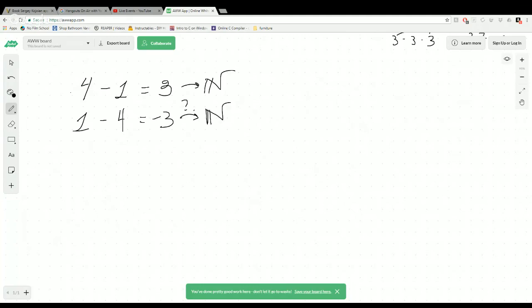And the answer, of course, is no, it's not. It's an integer, but it's not a natural number. So if I subtract two natural numbers, it's not necessarily true that the result is a natural number. In some cases, it will be, like in this case above. In this case below, it's not. Is the product of two natural numbers a natural number?